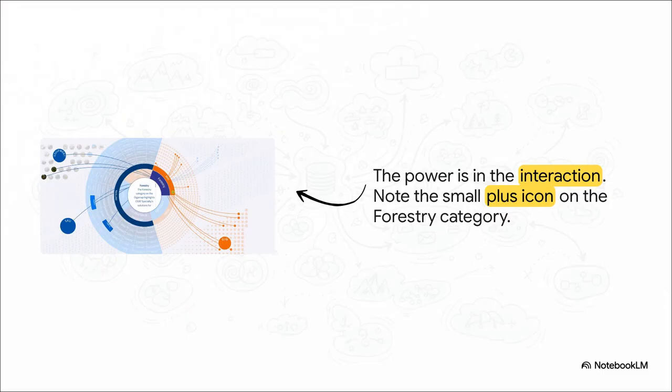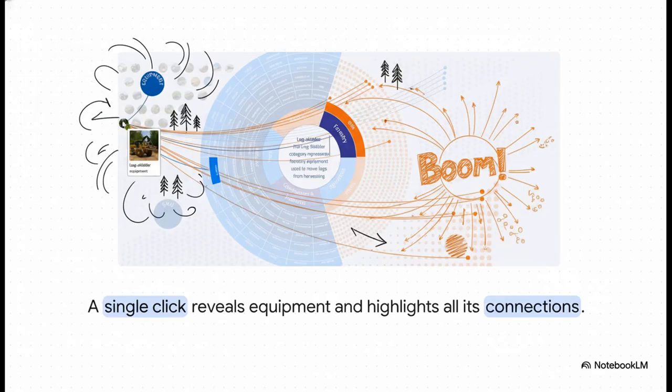You know, the real magic here is in the interaction. A static map is one thing, but this is a living document. Do you see that little plus icon hovering over the forestry category? That tiny button? That's a gateway. And boom! With just a single click, the whole map comes alive. The forestry category expands to show us specific equipment, like the log skidder here.